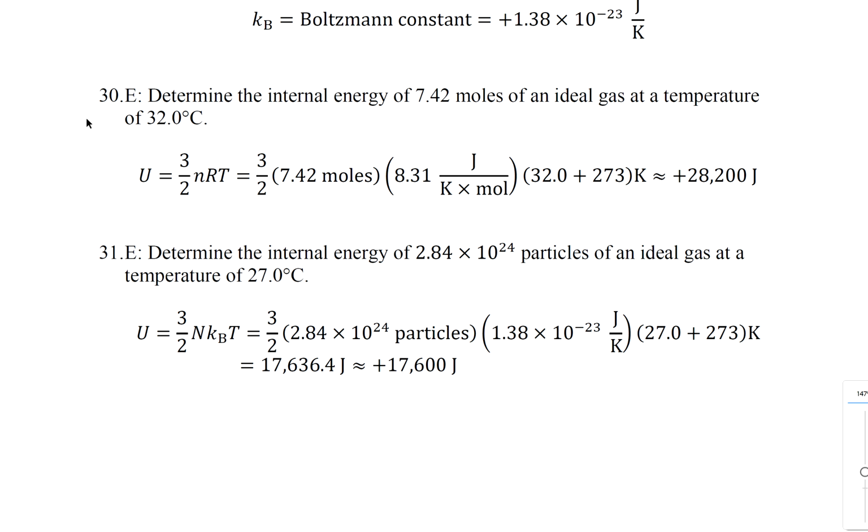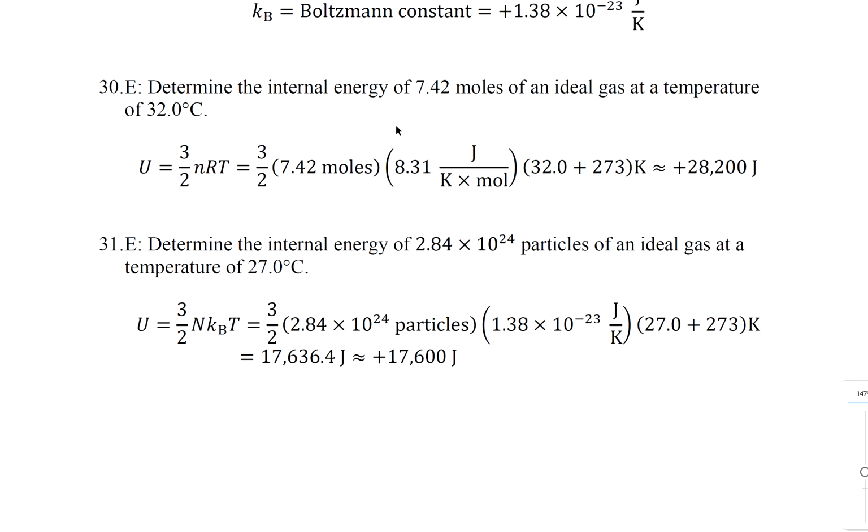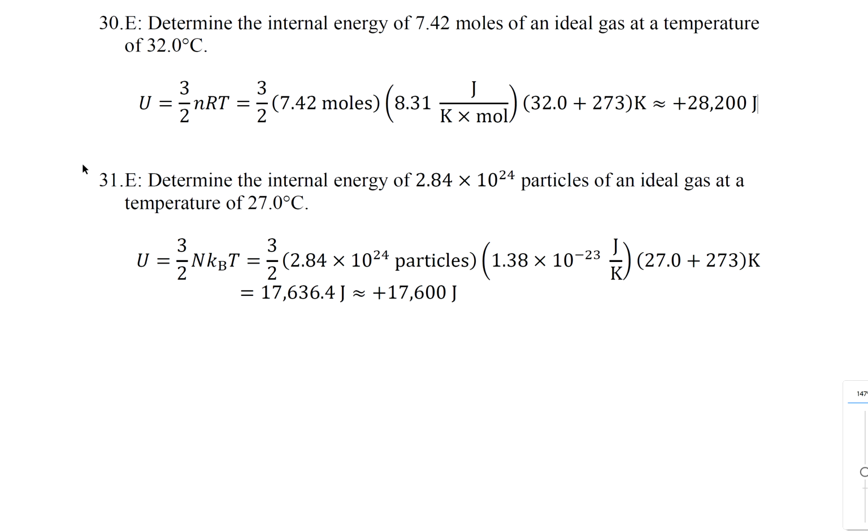Question 30. Determine the internal energy of 7.42 moles of an ideal gas at a temperature of 32 degrees Celsius. So let's convert degrees Celsius to Kelvin. And we know energy has the units of joules. 31, same problem. Solving for internal energy.